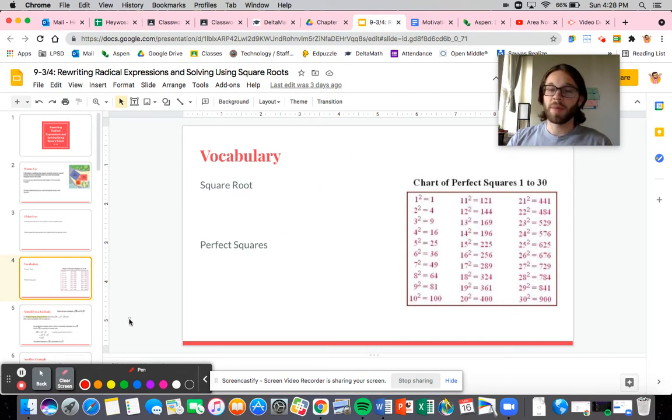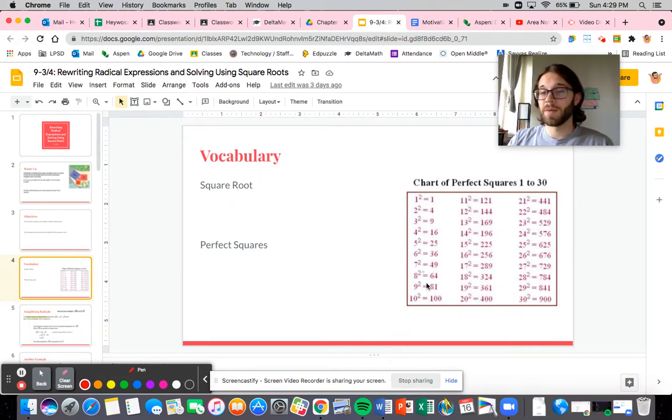Now, a perfect square is really just a number that you know is the result of another number being squared, right? So 2 squared is 4, 3 squared is 9, 4 squared is 16, so on and so forth. Here's all the way up to 30 squared. These are really helpful when you are dealing with square roots, right?